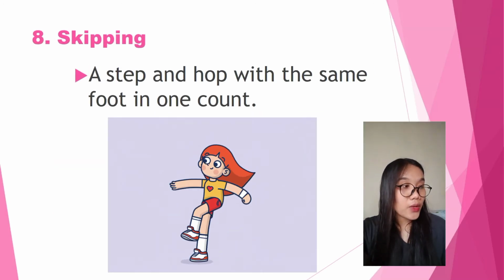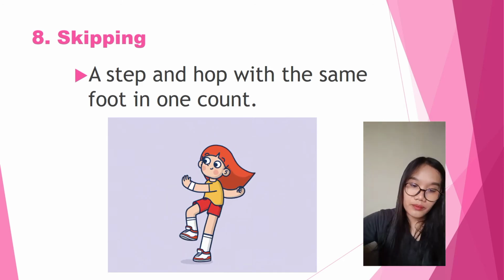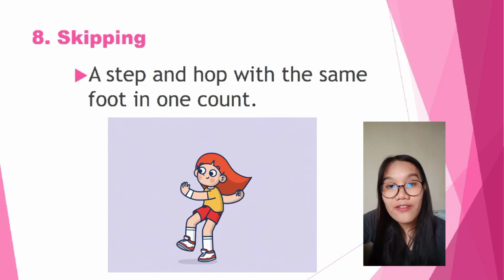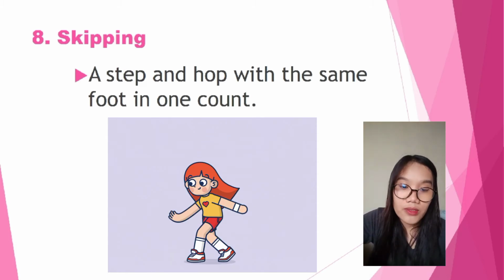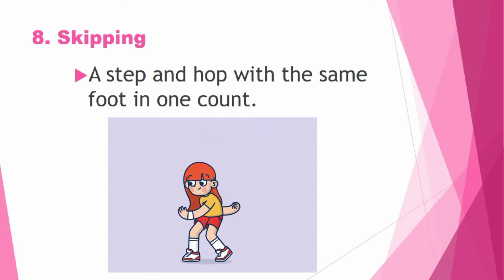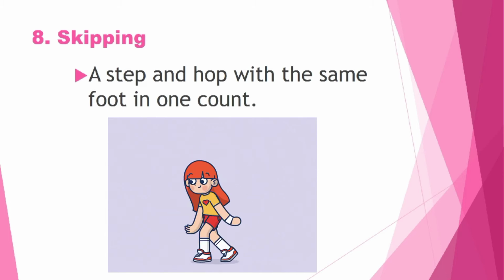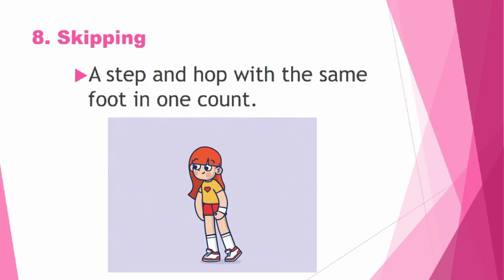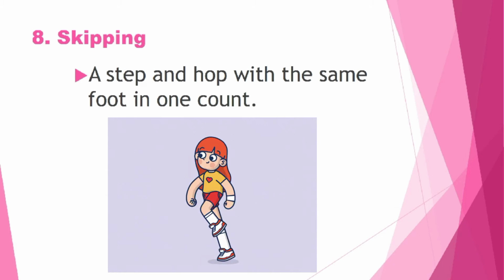The last, we have skipping. Okay, skipping is a step and hop with the same foot in one count. Skipping is a series of steps and hops done on alternate feet. To skip, first you have to step and make a small hop on the same foot. The step followed by a hop is then performed on the other foot.